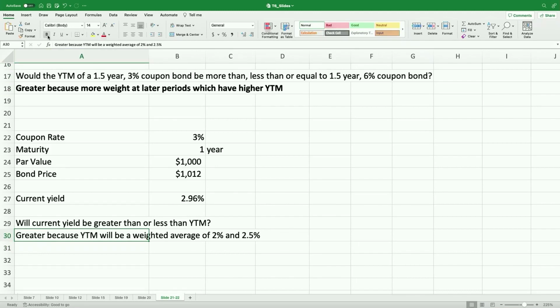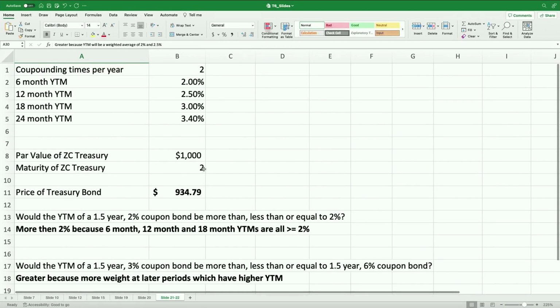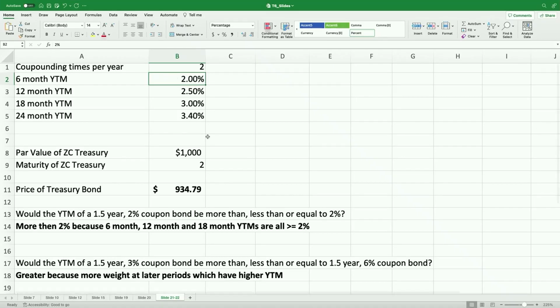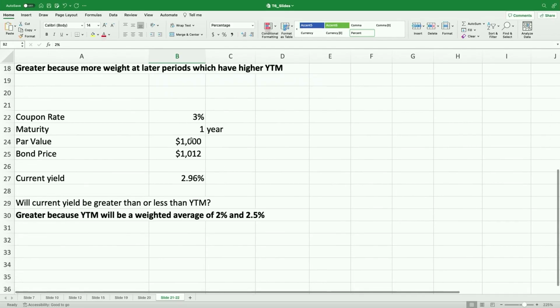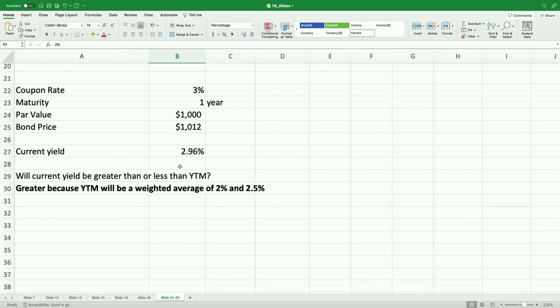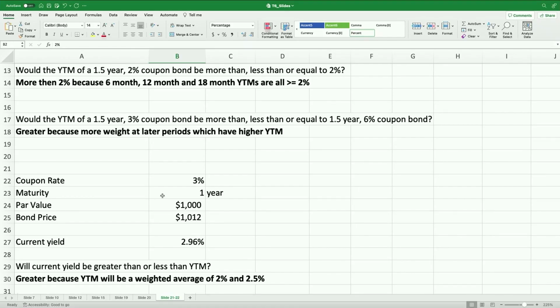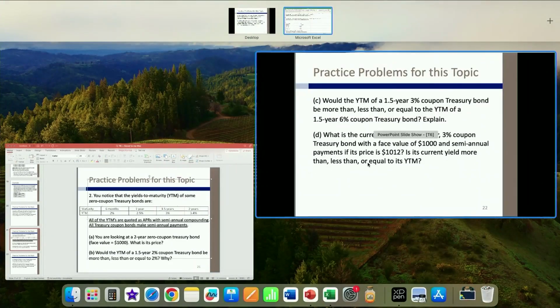Okay, so you communicate something like that. You know this bond's yield to maturity will be a weighted average of these two numbers, 2% and 2.5%. The yield to maturity of the 6-month strip and the yield to maturity of the 12-month strip. Because this coupon bond has cash flows arriving at both times, it's going to be a weighted average of those two numbers. Well, something in between 2 and 2.5%, is going to be less than this 2.96%. So this current yield will be greater. This 2.96% will be indeed greater. Good. Back to our slides.